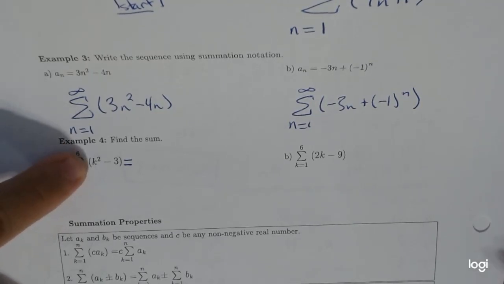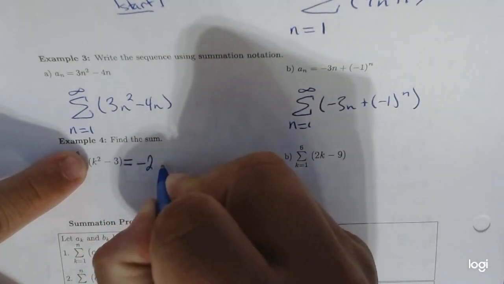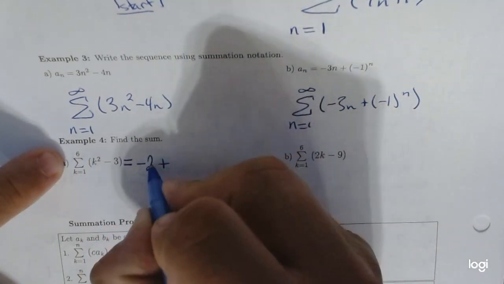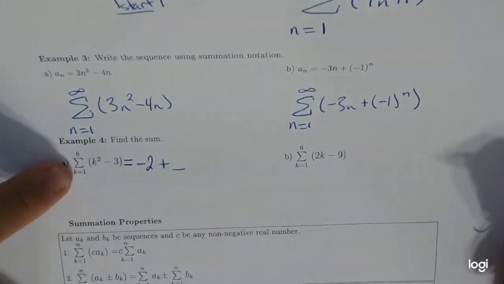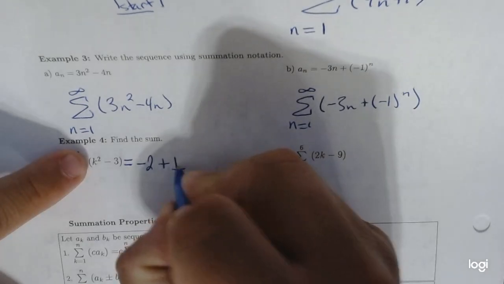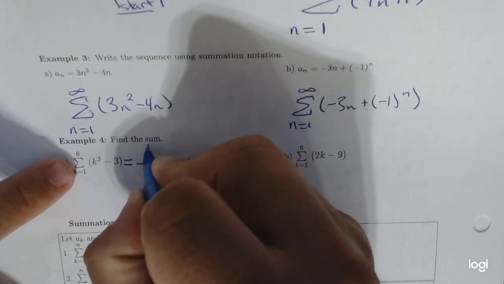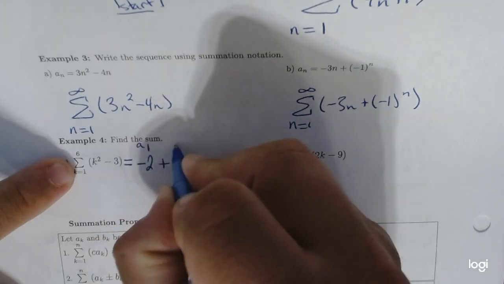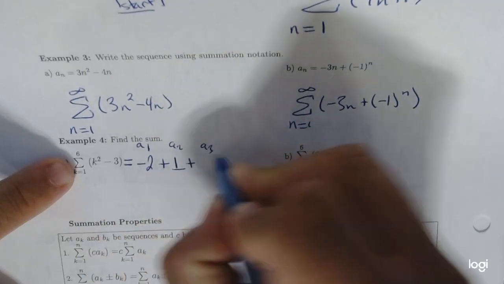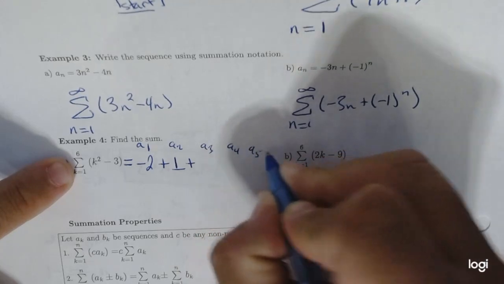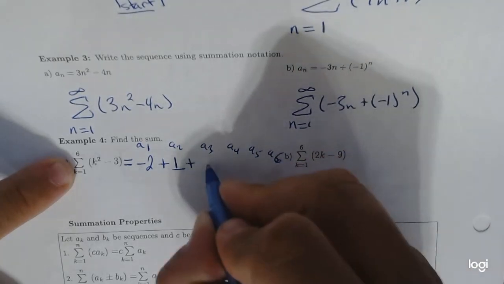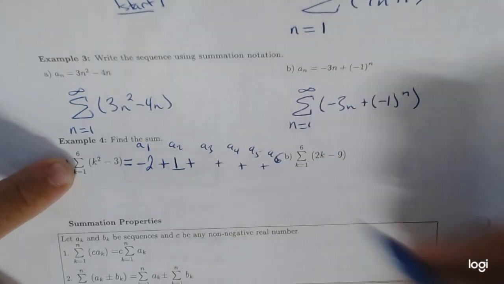So when k equals 1, plug into the function, that's k squared minus 3, so 1 squared is 1, minus 3 is negative 2. And we're summing, so plus, that's the first term. Second term, when k equals 2, 2 squared is 4, minus 3 is 1. So this is kind of like a sub 1, a sub 2, a sub 3, a sub 4, a sub 5, and a sub 6. That's basically what we're looking for. We're just going to add all of the sequence up, right?